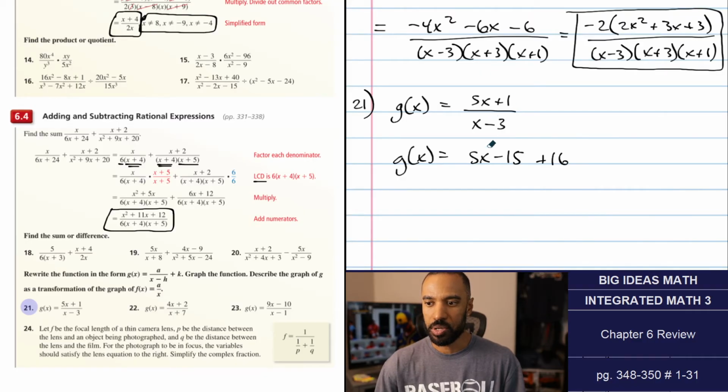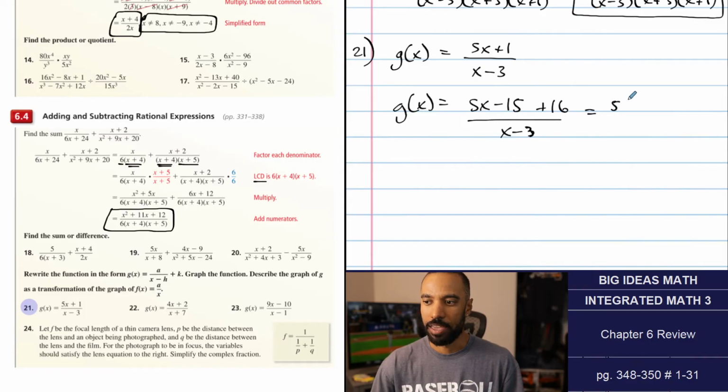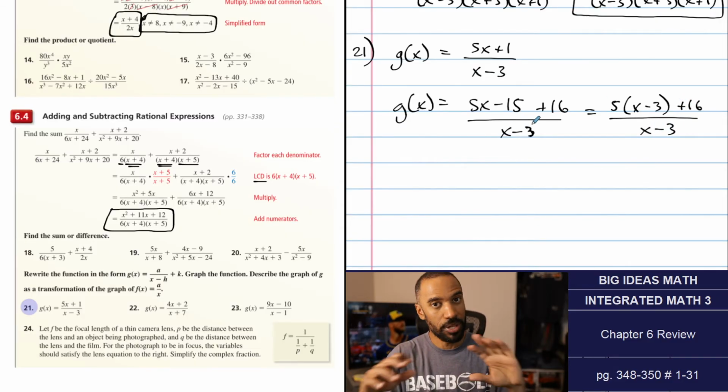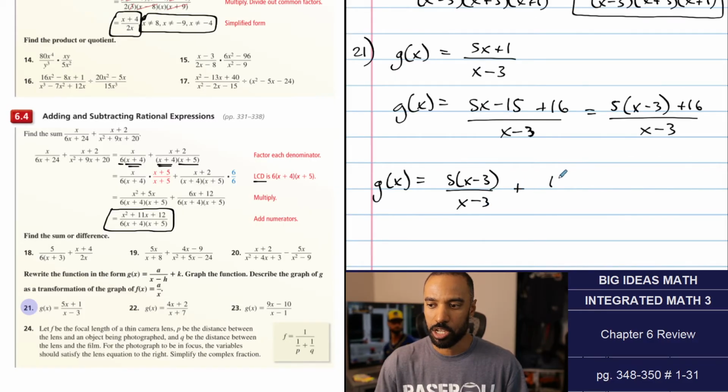So we want to distribute an x minus 3 in with the 5. Now this is another way of saying 5x plus 1. The difference is when I factor 5 from here, I get x minus 3. Not that things can cancel right now because we have an extra term of 16, but when we split this as two different fractions, this is 5 times x minus 3 over x minus 3 plus 16 over x minus 3.